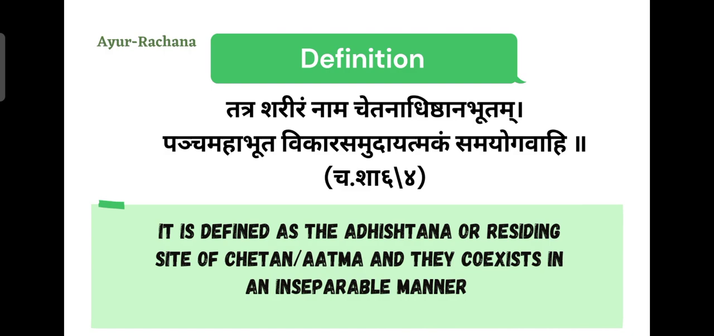So the concept is the Sharira, as we told, Shiryate anena iti Shariram, where it undergoes the process of destruction continuously. So it refers to the cyclic process of destruction and creation of new cells. And here it is more clearly explained as the residing place or the residing site of Chetana or Jivatma, and it coexists with the Pancha Mahabhuta constituents, and that forms the complete Sharira. So that is the second definition for the term Sharira.